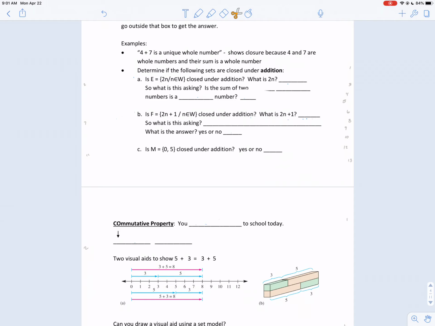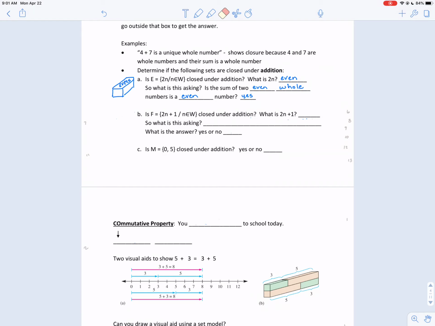Well, what in the world is 2n? Well, 2n is 2 times any whole number, which is going to be an even number. So we have a box of even numbers. So what we're asking is, is the sum of 2 even whole numbers an even number? So add 2 whole even numbers, and we're going to get an even number.